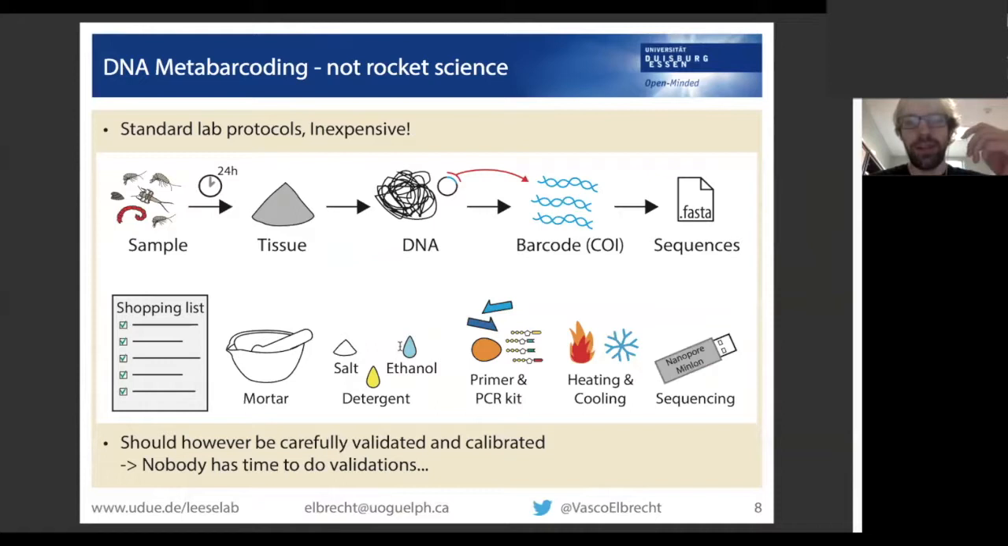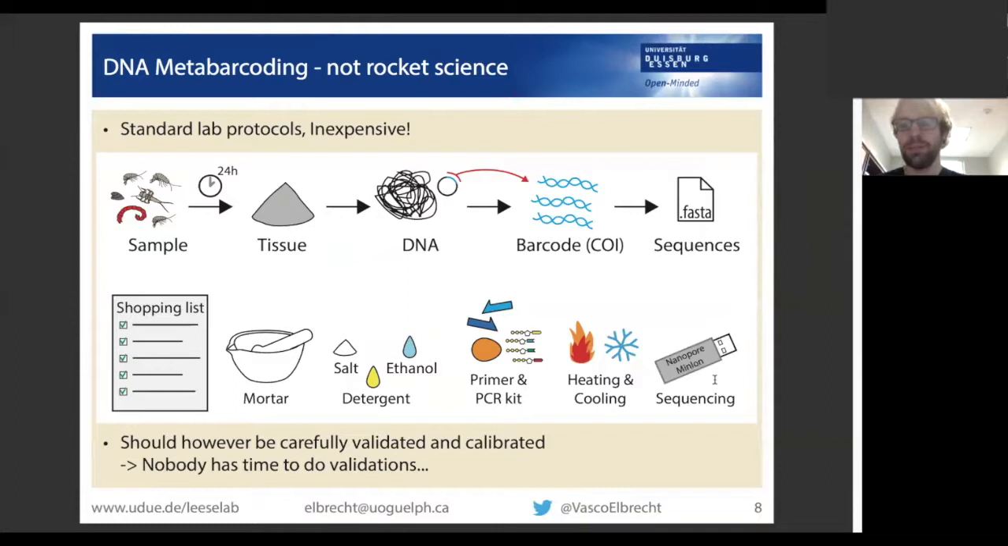And then you need a bit more advanced stuff, which is your polymerase. So this is basically copying the targeted fragment of your DNA. With heating and cooling, you basically copy this one fragment, and then you can sequence this, and there are machines available which can sequence millions of sequences, which enables this DNA metabarcoding.